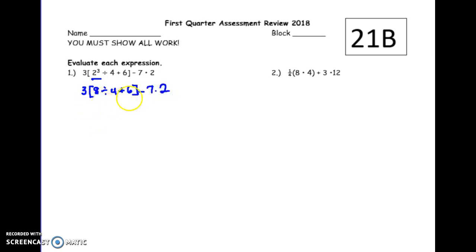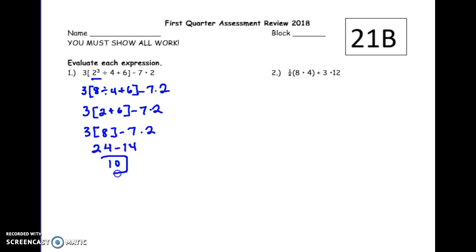Okay, at this point I'm going to do what's in the grouping right here. This is going to be 3 times 2. 8 divided by 4 is 2 plus 6. And that's going to be minus 7 times 2. Continue with the grouping. It's going to be 3 times 8 minus 7 times 2. So then I'm going to get 24 minus 14 for a final answer of 10.